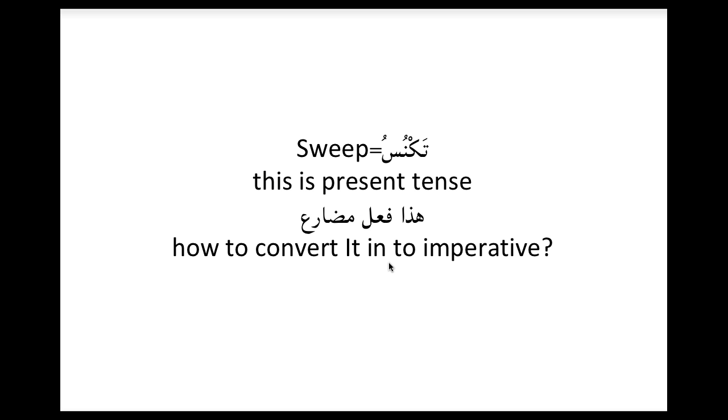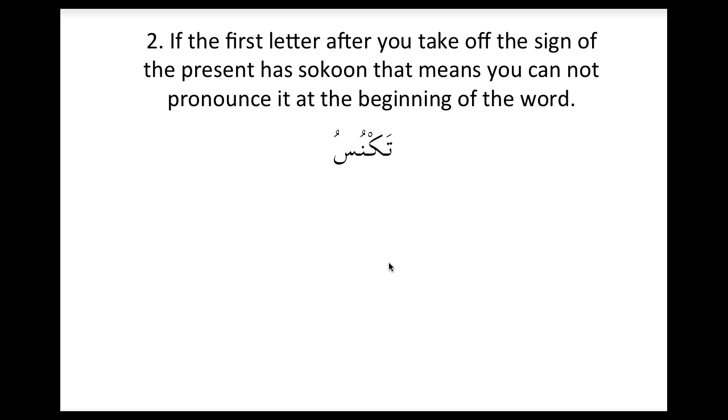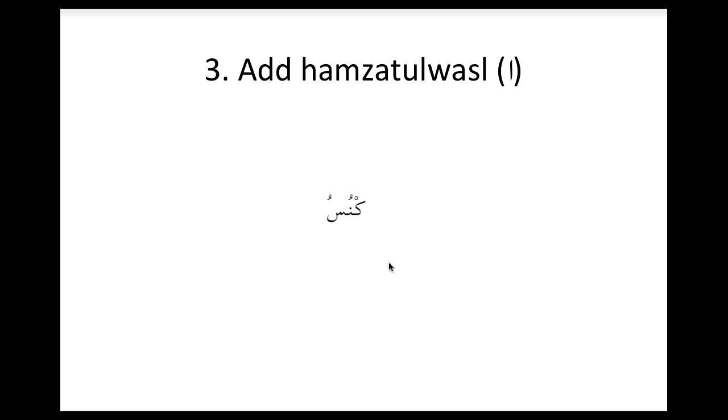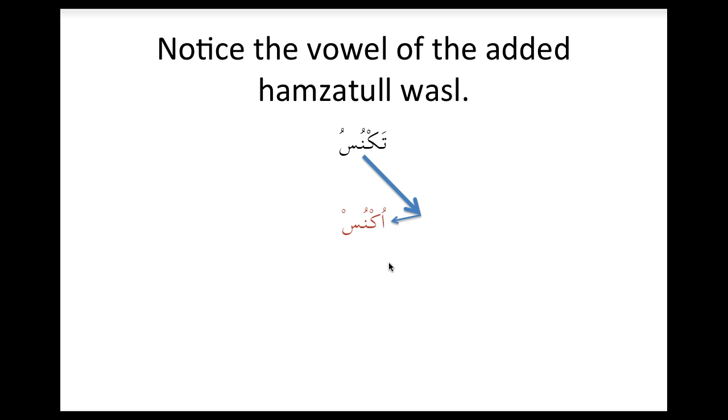تكنس means you sweep. This is a present tense. Take off the علامة المضارع or the sign of present tense. If you have سكون after you take off علامة المضارع, that means you can't pronounce it at the beginning of the word. So you have to add همزة الوصل and put سكون at the end of the verb. تكنس، أكنس.